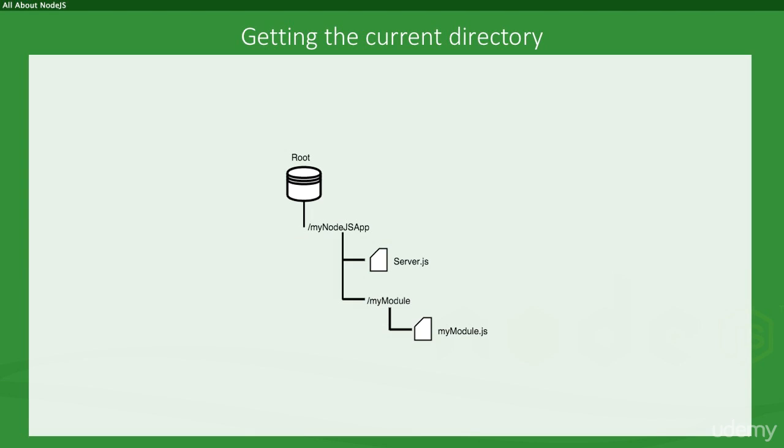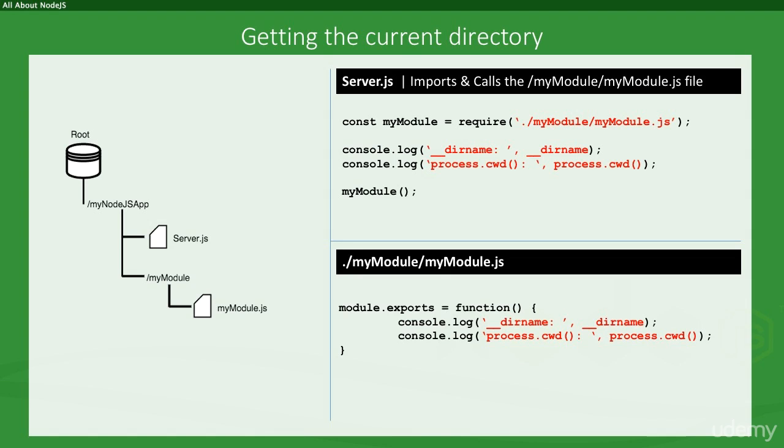So let's say we have a folder sitting in the root of your hard drive called my Node.js app. In this folder, we've got server.js, which is a simple Node.js script, and we have another Node.js script sitting in a folder called my module. Imagine my module is some module that we are going to import into server.js, from where it will be called. This would be like the various modules and methods you've seen so far.